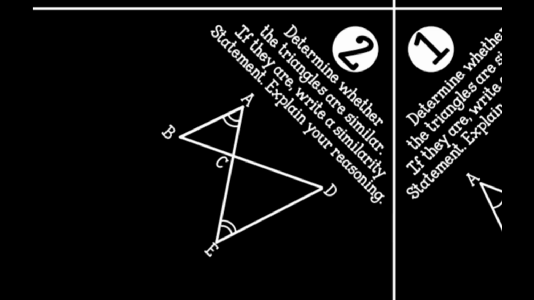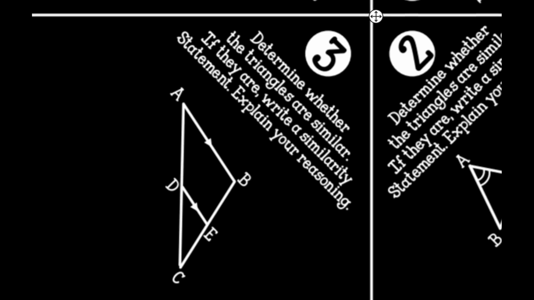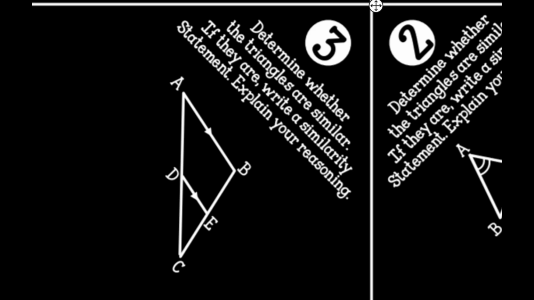Lastly, number 3. I would put a star on number 3. And again, it asks us to determine if these triangles are similar. If they are, write a similarity statement.